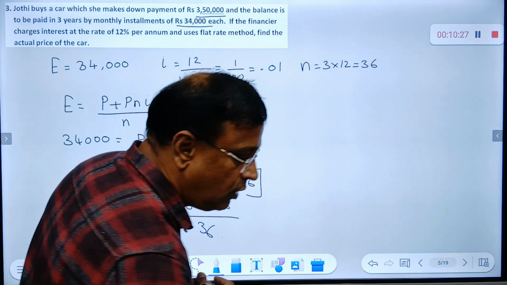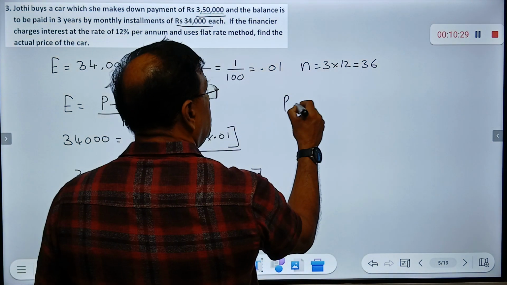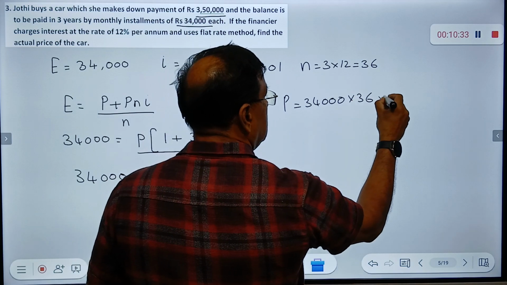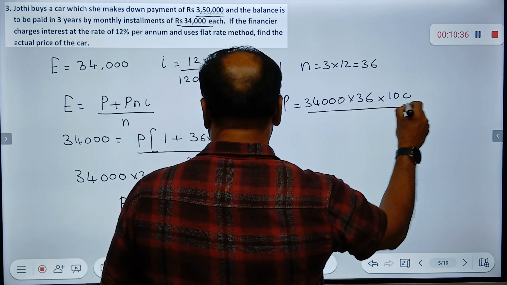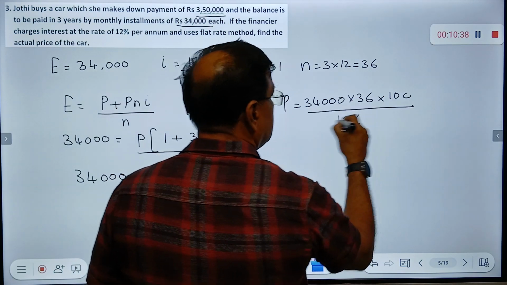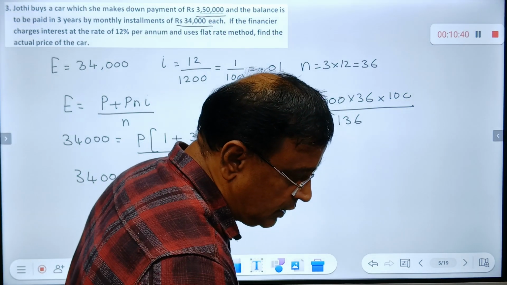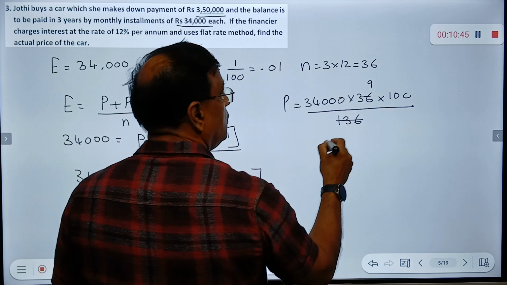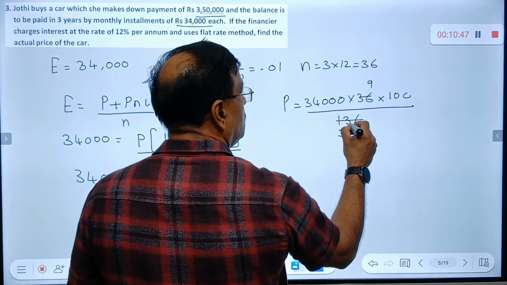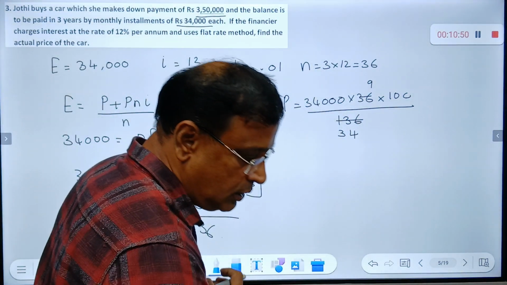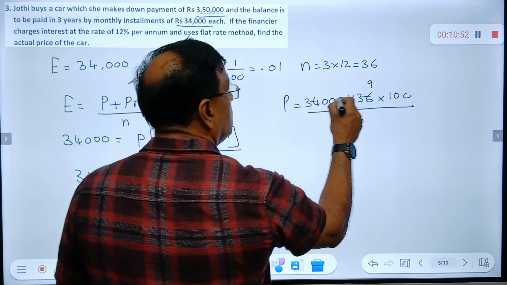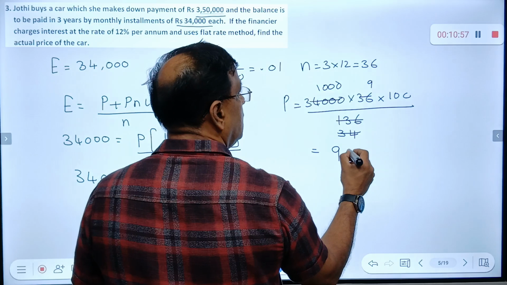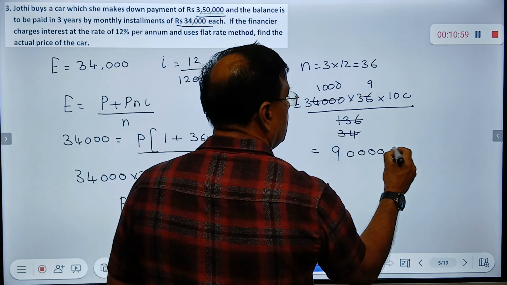Right? Now how do I handle this? P equal to 34,000. I'm also teaching you how to calculate this. 36 multiply by 100, divide by 100, so you get 136. Correct? Now you can further divide this. 4 goes 9 times, 4 3s are 12, it's 34. Right? And 34 will go 1000 times. So answer is 9 followed by 5 zeros.